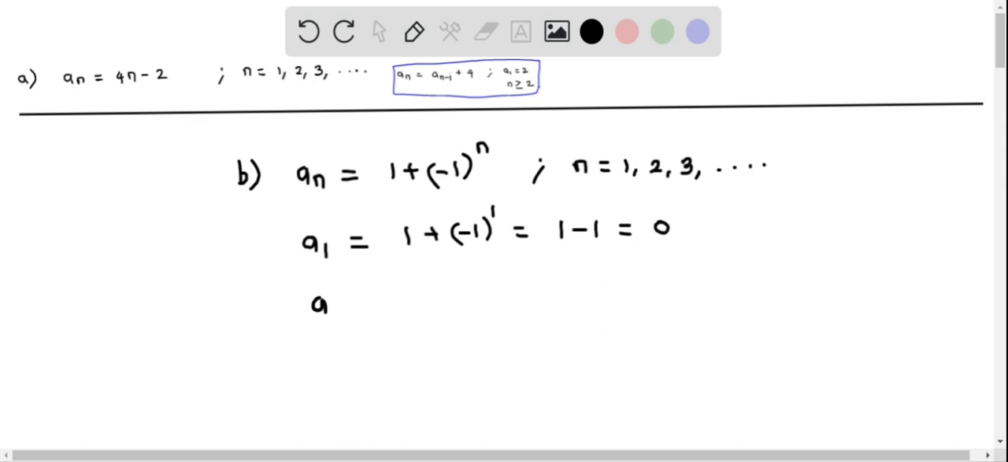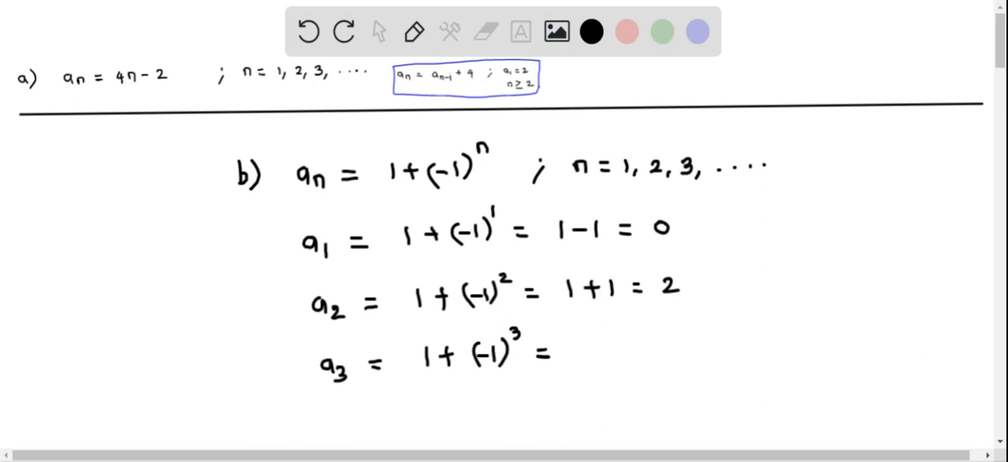Now let's find the second term by plugging in n equal to 2. So it becomes a_2 equals 1 plus (-1) raised to the power of 2. Negative 1 squared is a positive 1. So it gives 1 plus 1 equals 2. And let's find the third term by plugging in n equal to 3. So this becomes 1 plus (-1) raised to the power of 3, and negative 1 raised to the power of 3 is negative 1. So it becomes 0.